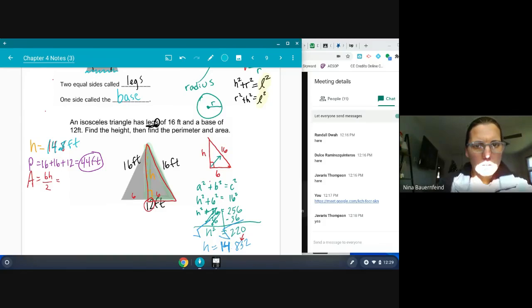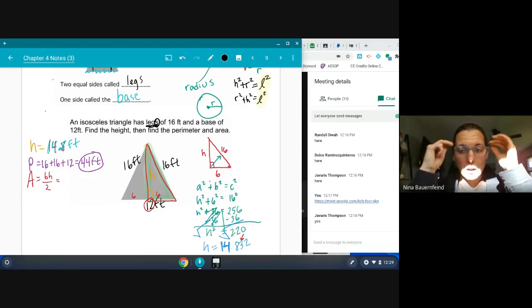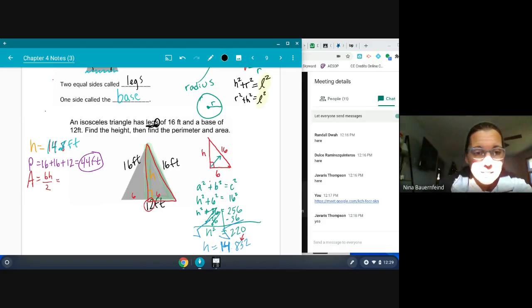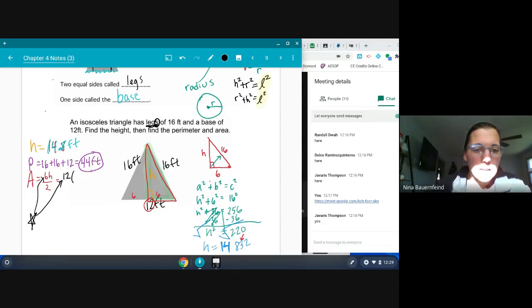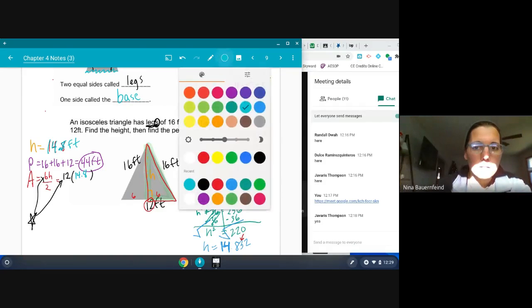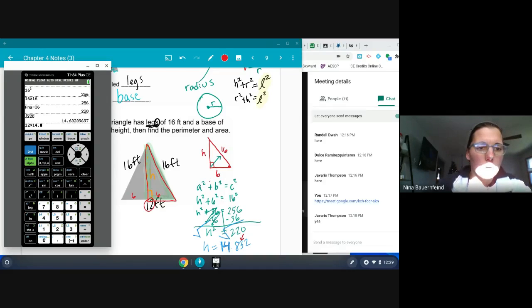Okay, and then down here, now we have the information we need. Here's the one thing to be careful of, you guys. Be really careful. The base needs to be the original, okay? The base needs to be the original. So just be really careful there. So it's going to be 12 times 14.8 divided by 2. So the base times the height we found divided by 2. 12 times 14.8 divided by 2, 88.8.